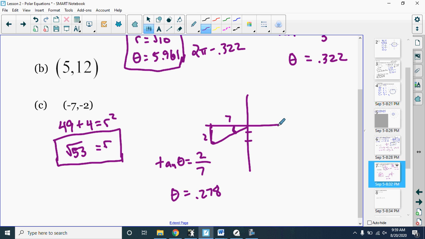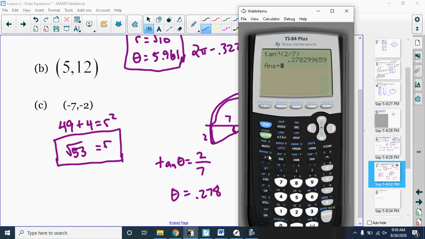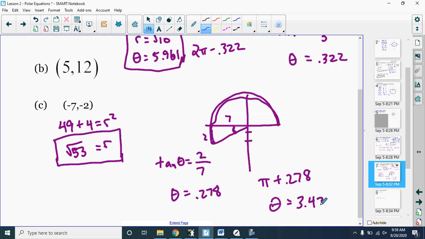But I need this angle starting here and going all the way around to here. Well, from here to here is pi. Pi plus this amount is what I want. And we get 3.420. Had you found this angle here, so you did 7 over 2 here instead, you would do 3 pi minus that, which would give us the same value.